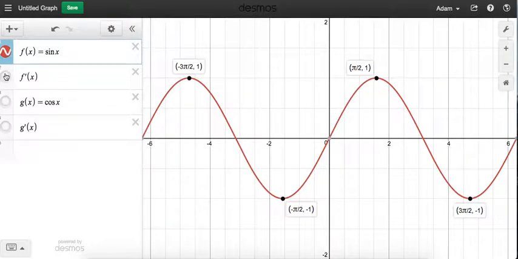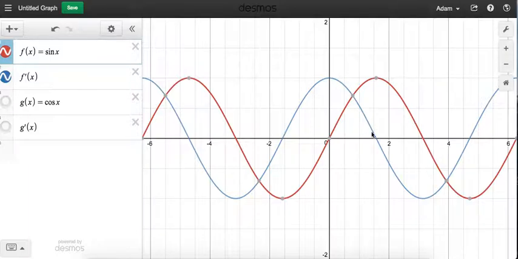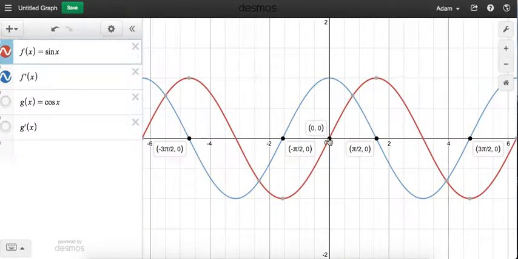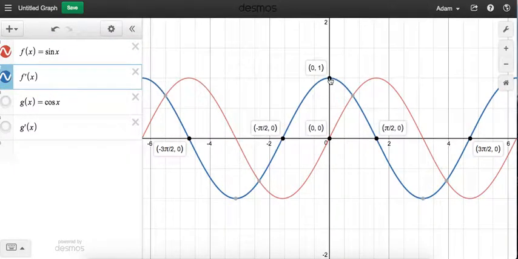Now let me click the derivative on here and we can take a look at it. And you can see what we're talking about. Here we have our x-intercept at pi over 2, negative pi over 2, negative 3 pi over 2, and so on. Right where our peaks and valleys have occurred in our original function. Notice that on my sine function at 0, 0, we had a slope of 1. And so we graph the point 0, 1 because the slope of the tangent line at this point is 1.